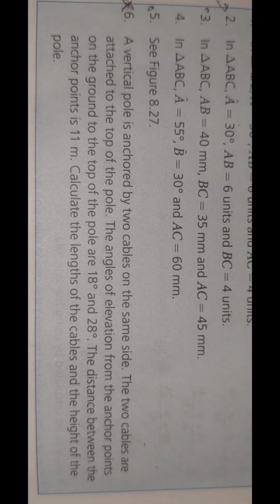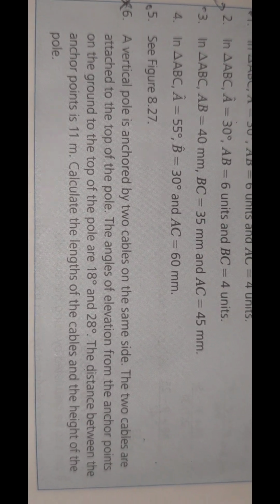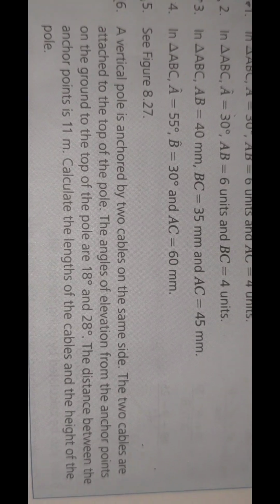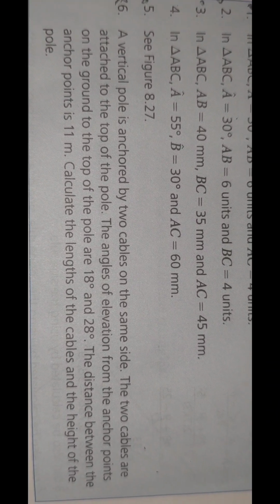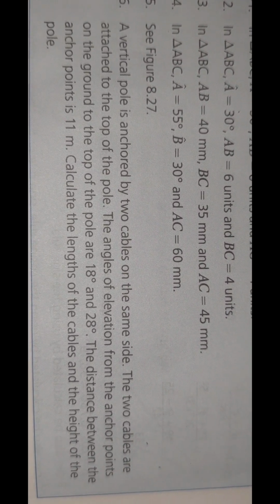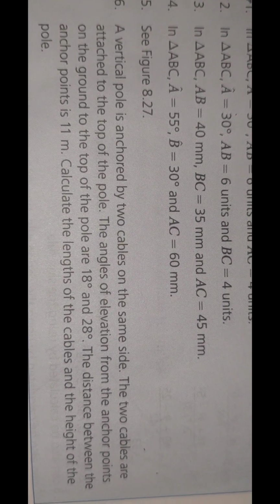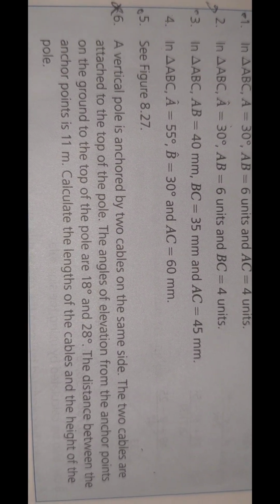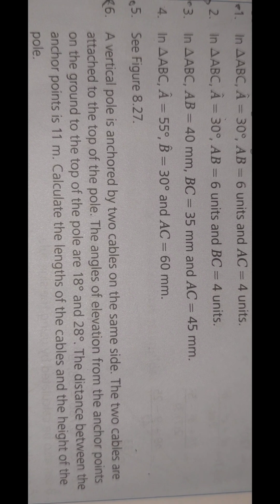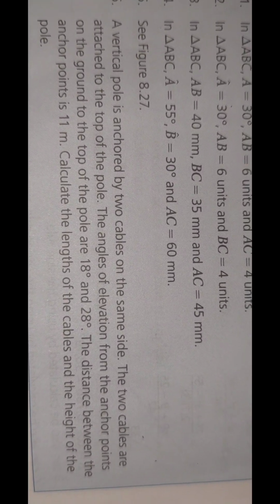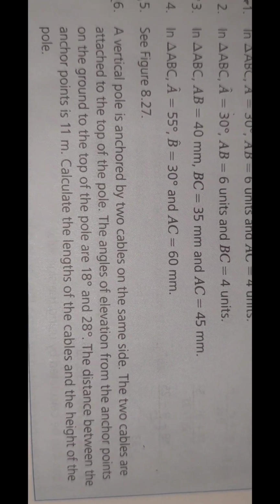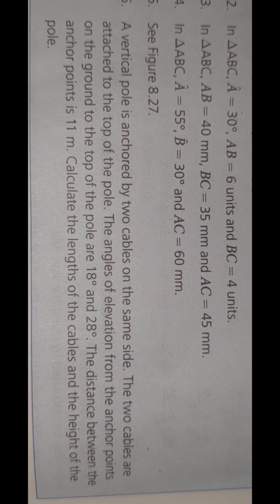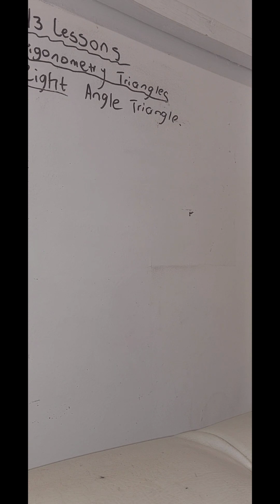The angle of elevation from the anchored points on the ground to the top of the pole are 18 and 28. The distance between the anchored points is 11 meters. Calculate the lengths of the cables and the height of the pole. Okay, so let's try to calculate, and let's first write down what we are given.